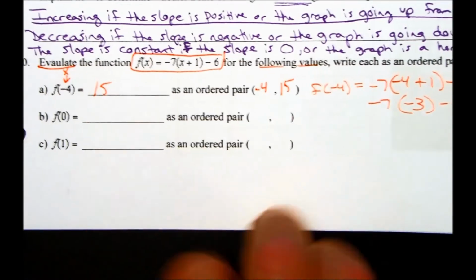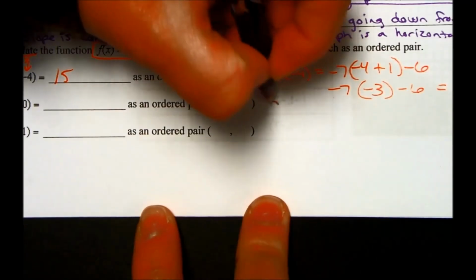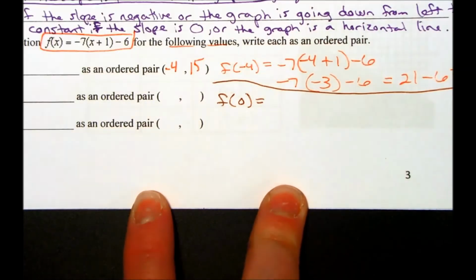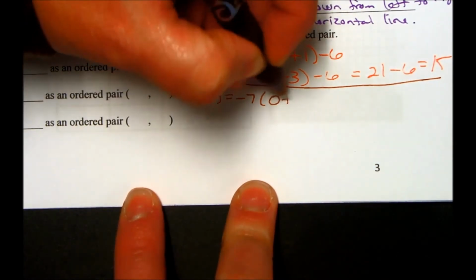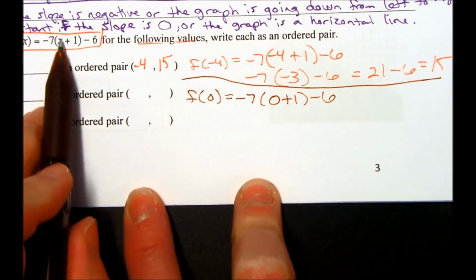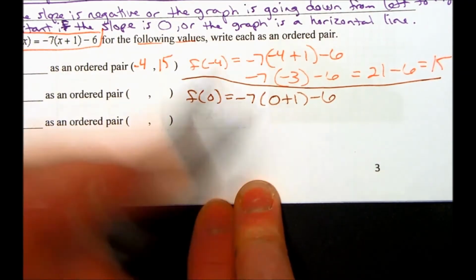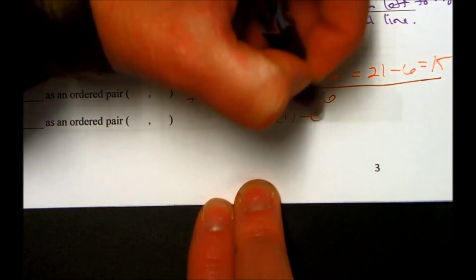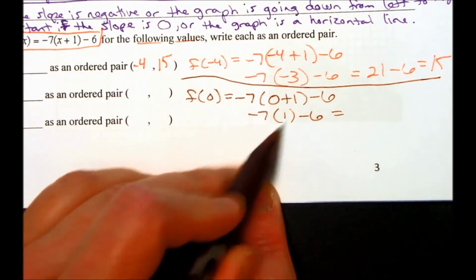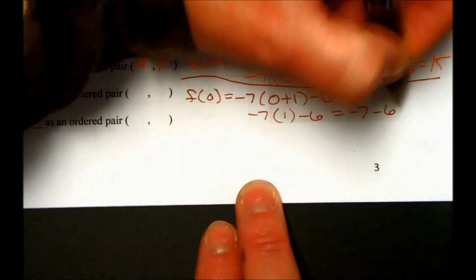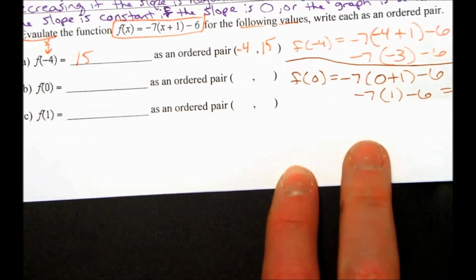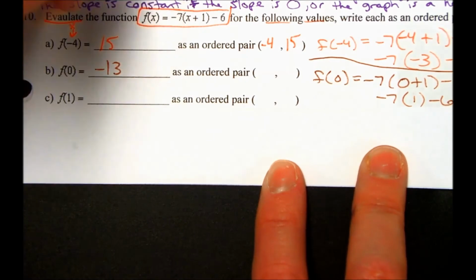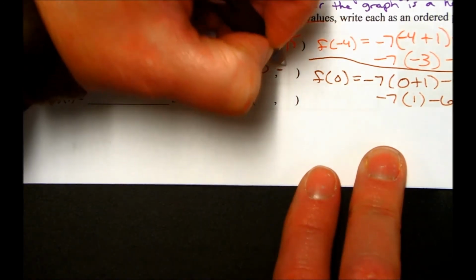We're going to substitute 0 now for x. So f of 0 then is going to equal, this is supposed to be brown, but you can't hardly tell the difference, -7 times 0 plus 1 minus 6. So again, we're substituting 0 for x. 0 plus 1 is 1. -7 times 1 is -7. Minus 6 is going to equal -13. So that is our output value. f of 0 then equals -13. As an ordered pair, it would be 0, -13.